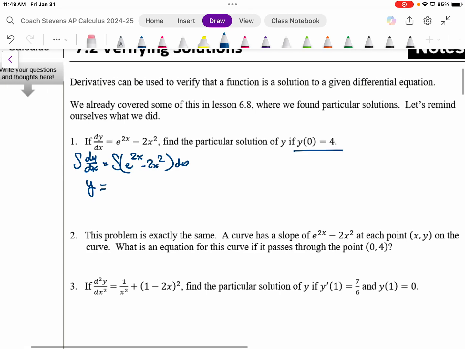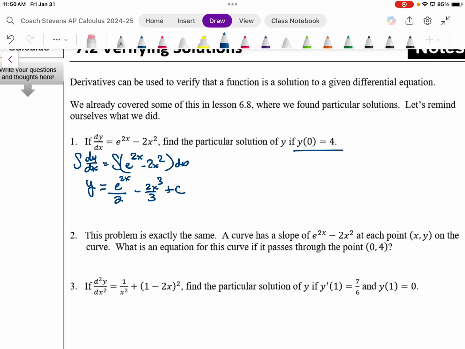We know the antiderivative of e to the x is just e to the x, so it's e to the 2x. I need to make sure I divide that by 2. That way when I take the derivative of that fraction, the 2 goes away and I'm left with e to the 2x. Next one would be negative 2x cubed over 3. And then I have my plus C.